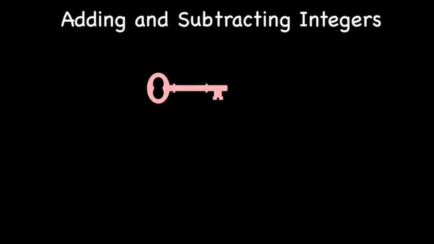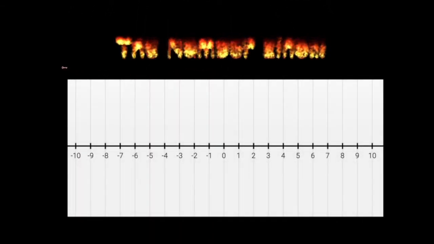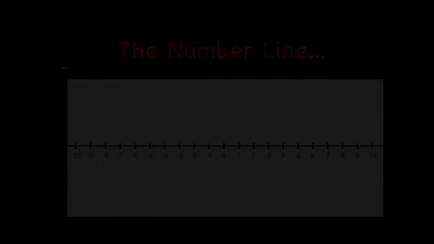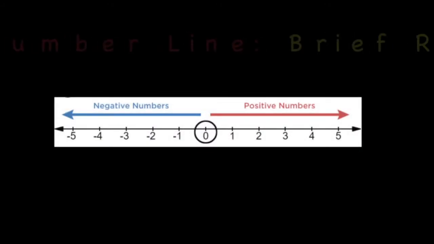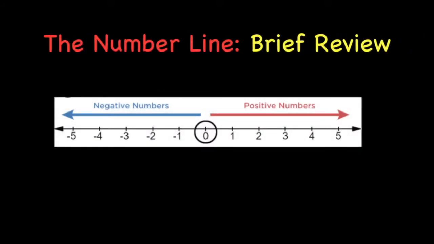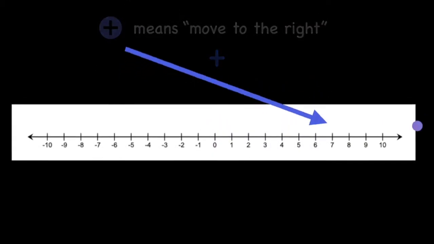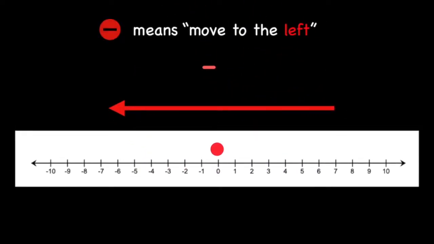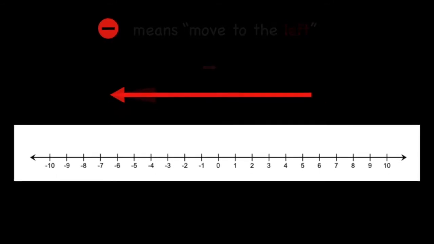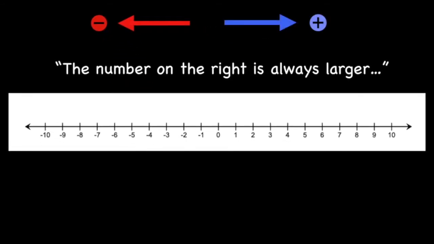In my opinion, the key to adding and subtracting integers is the number line. As you know, the number line consists of positive numbers, negative numbers, as well as 0. When you see a positive sign, it means we move to the right on a number line, and when we see a negative sign, it means we move to the left. In other words, the number line simulates the x-axis.